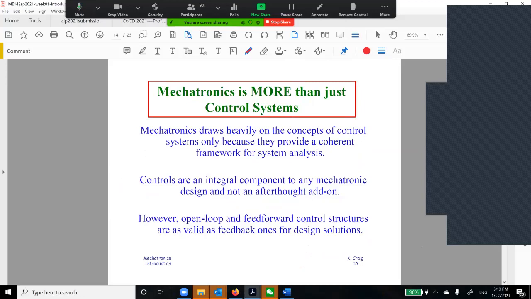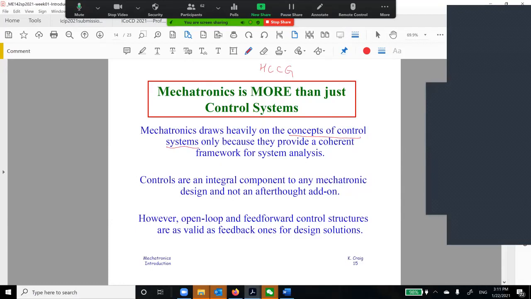So on the other hand, I call myself a hardcore control guy. Okay, hardcore control guy. I may have a bias saying that, oh, control is so important. I don't want to say that now. I want to say mechatronics is way more than just controls. Control is only part of the whole thing. Make sense? So mechatronics draws heavily on the concept of control systems.